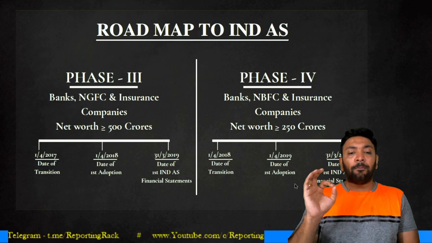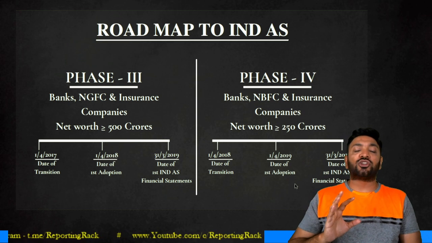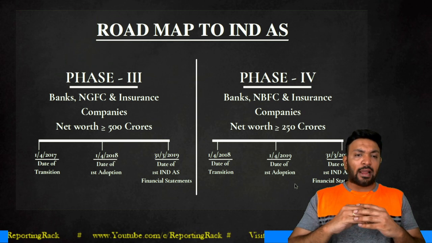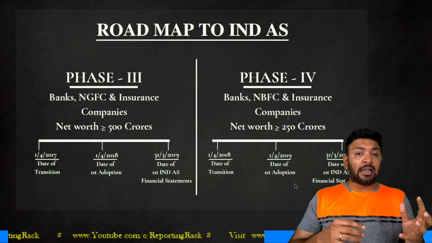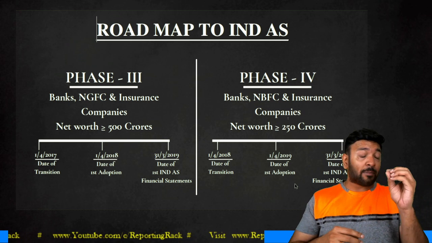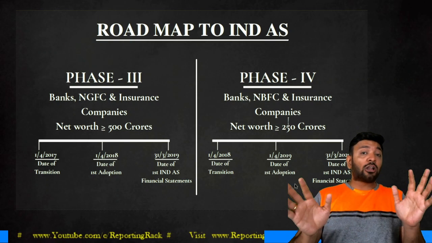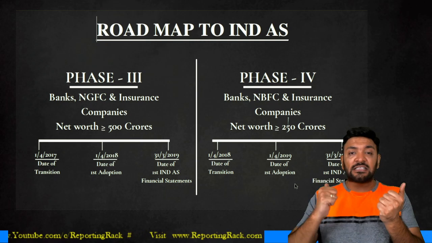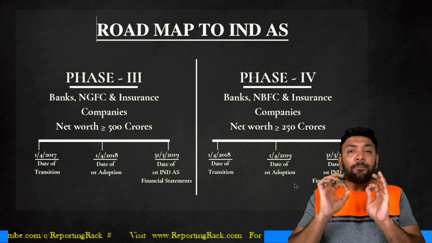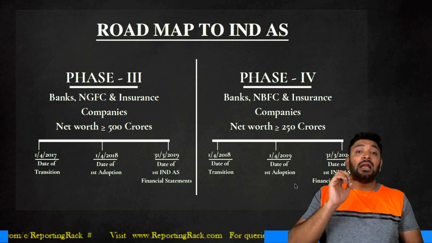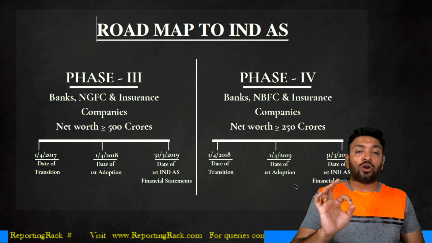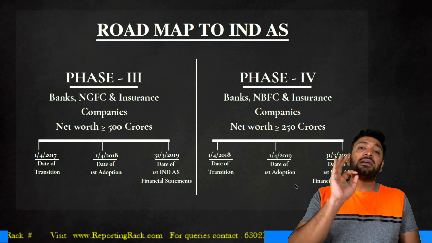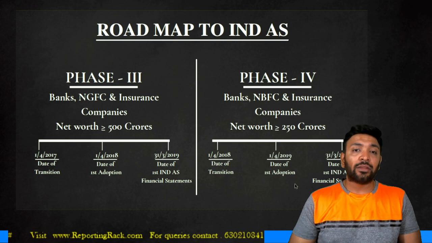Guys, when I talk about banks, NBFCs, and insurance companies, they could either be listed or unlisted. I'm not talking about listing category here. My category of including them under phase 3 and phase 4 is particularly based on their net worth. Net worth of at least 500 crores, I will cover them under phase 3. Net worth of at least 250 crores, then I'll cover them under phase 4.